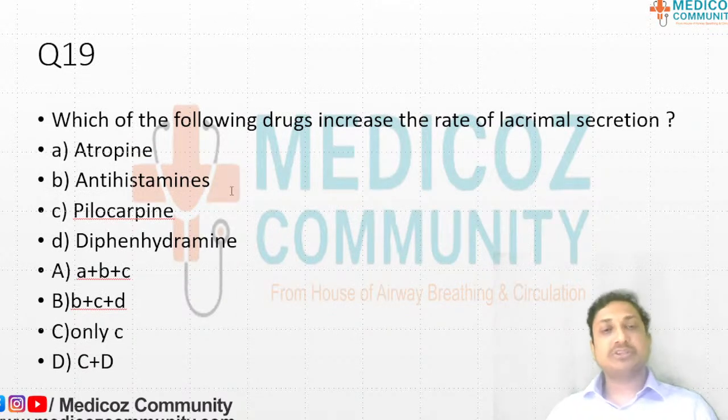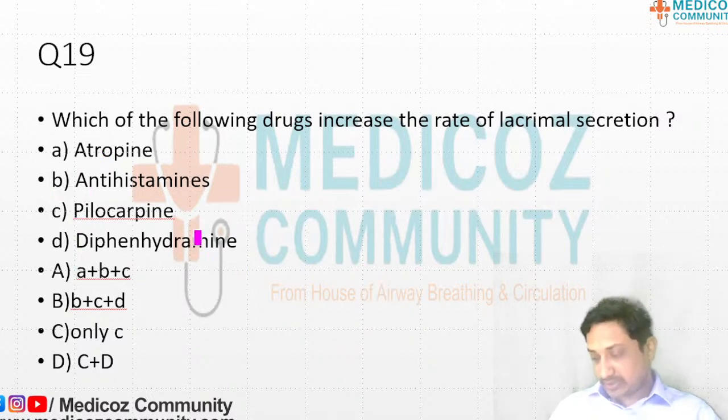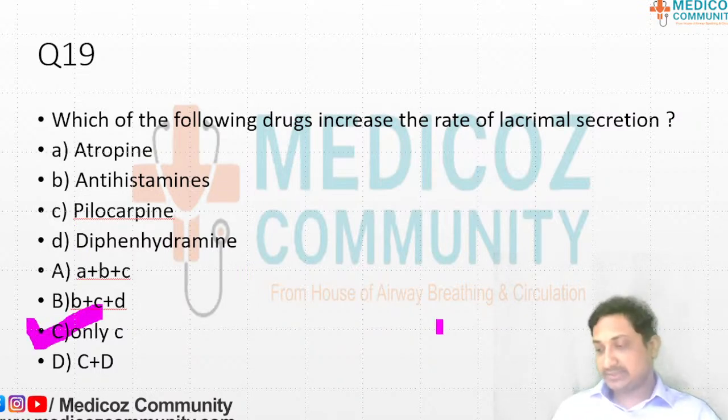Now we can move on to the next question. Question number 19. Which of the following drugs increase the rate of lacrimal secretion? Option A is atropine, option B antihistamines, option C pilocarpine, option D phenylephrine. What is the answer here? The answer is only pilocarpine. So the answer is C.